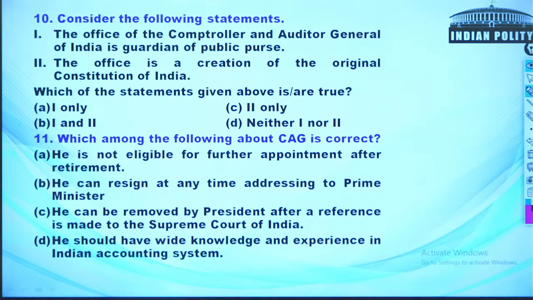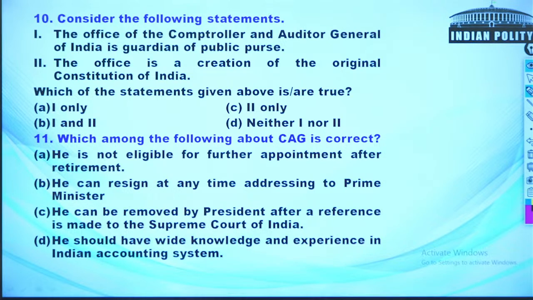The office is a creation of the original Constitution, meaning it has been there since the Constitution came into force. Yes. So both 1 and 2 are correct. So the option is B.